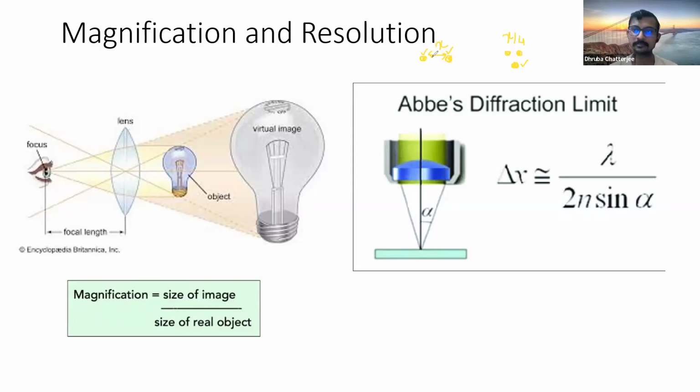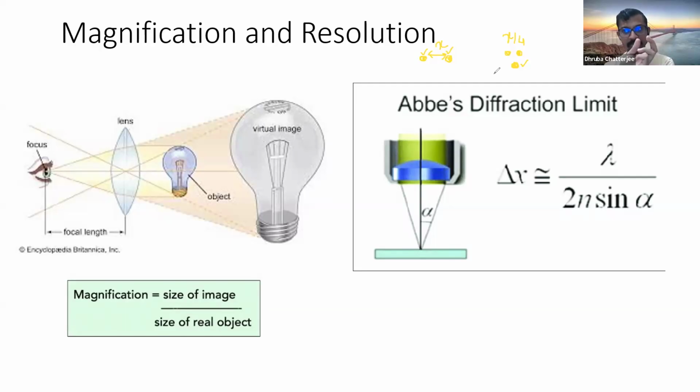Now, there are several factors on which this resolution depends. Basically, resolution can be described in other words as the minimum distance between two objects at which you are capable of differentiating or observing or distinguishing those two objects as two objects. You are not seeing them as a single object. Their individuality is very clear. So that is the resolution.